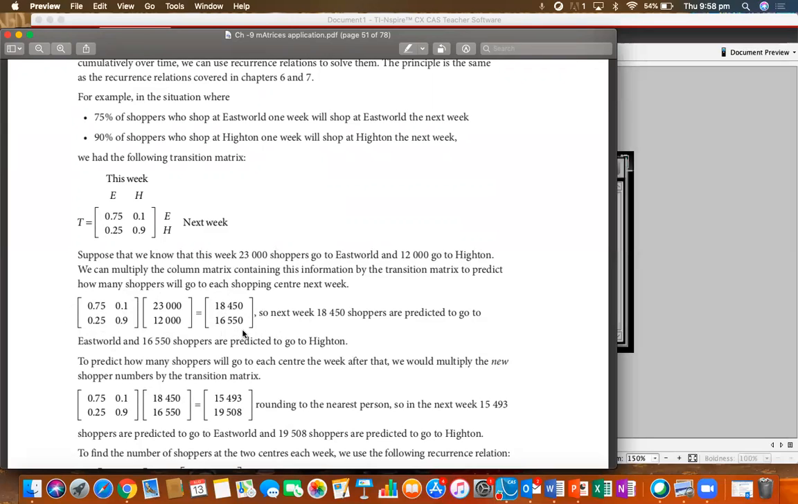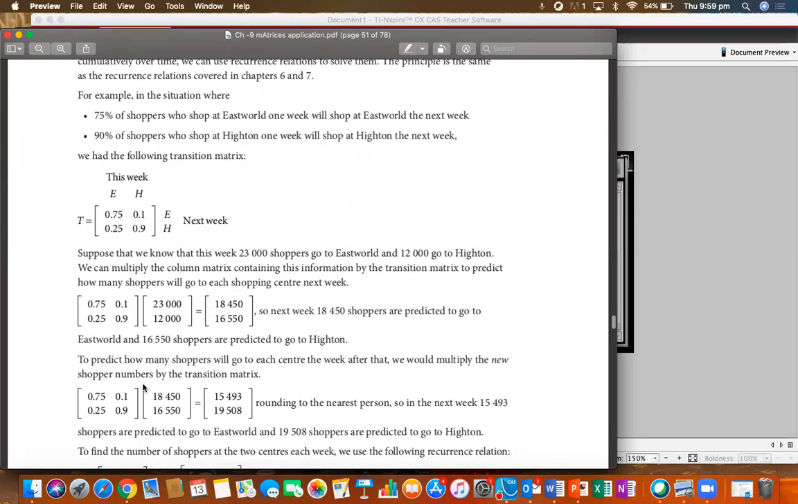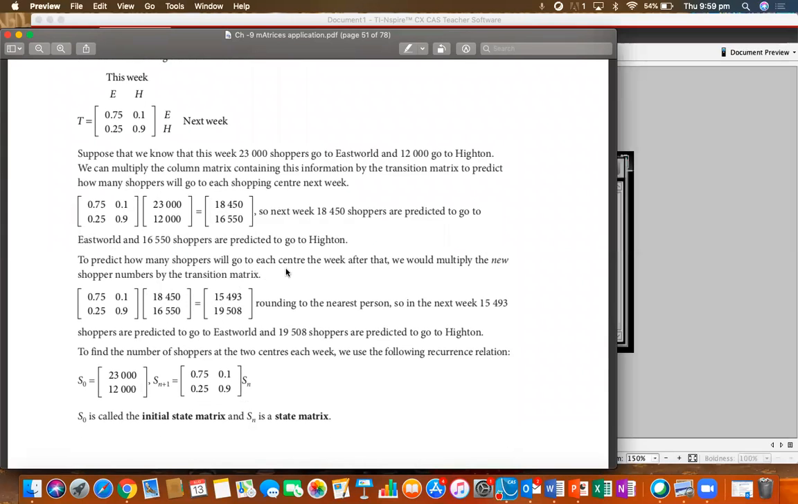Now, that is the data. Maybe we already know the starting data and we have to predict what will happen after 3 weeks, or 4 weeks, or 2 weeks. There we use the recurrence relation. If we have to predict how many shoppers will go to each center the week after next, we can multiply this new matrix with our transition matrix. This new matrix for the next week, we multiply with the transition matrix to get the answer for the week after. We can keep on doing that.